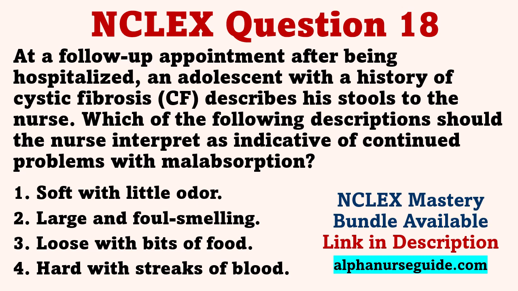The correct answer is 2. In children with CF, poor digestion and absorption of foods, especially fats, results in frequent bowel movements that are bulky, large, and foul-smelling. The stools also contain abnormally large quantities of fat, which is called steatorrhea. An adolescent experiencing good control of the disease would describe soft stools with little odor. Stool described as loose with bits of food indicates diarrhea. Stool described as hard with streaks of blood may indicate constipation.